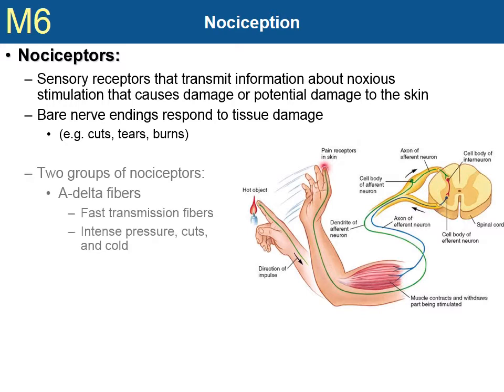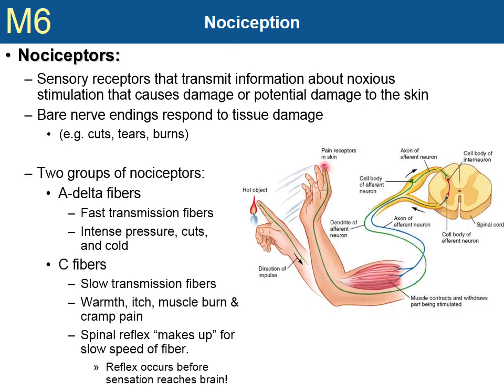There are two main groups of nociceptors. The first are A delta fibers. Of the two types, these are the faster transmission fibers, and they respond to intense pressure, including cuts and tears, and to cold. The others are C fibers. These are slow transmission fibers, and they respond to warmth, itch, muscle burn, and cramp pain. It may be surprising that the warmth fibers, which respond to burns, are slow fibers.